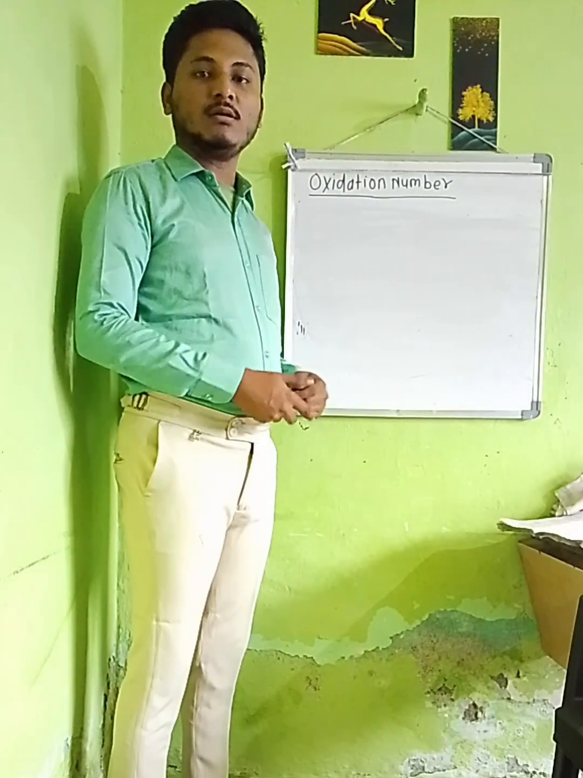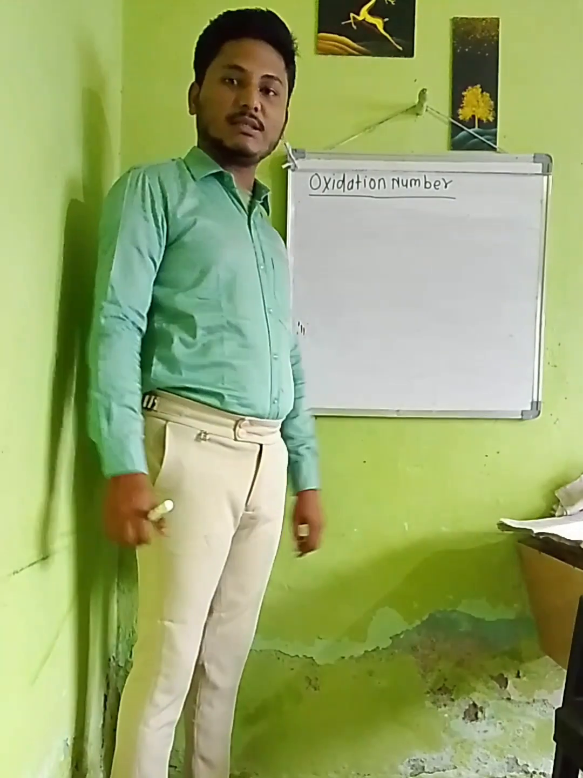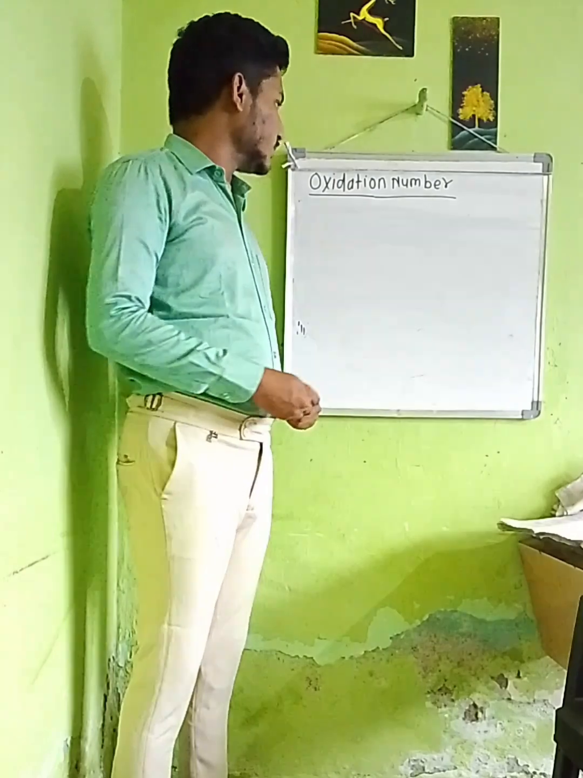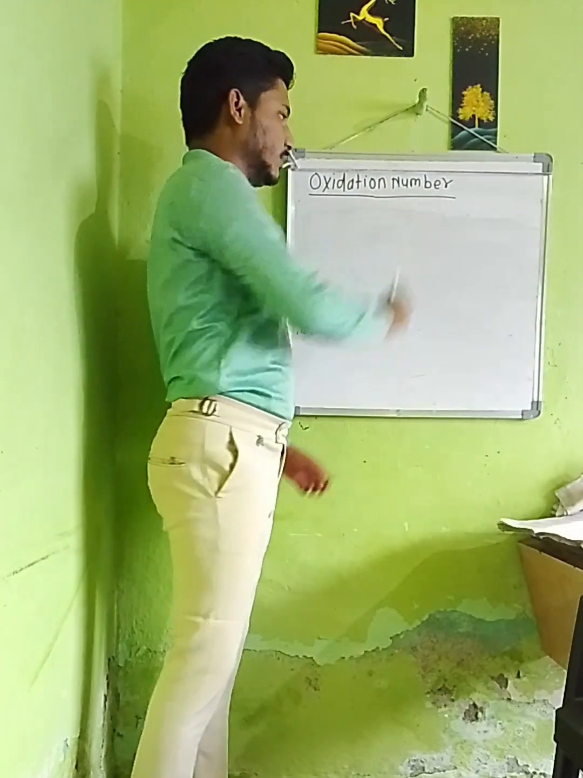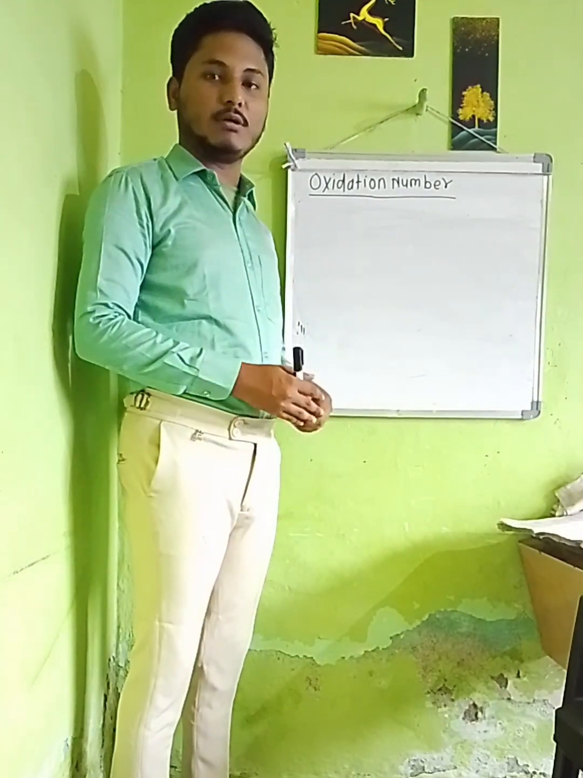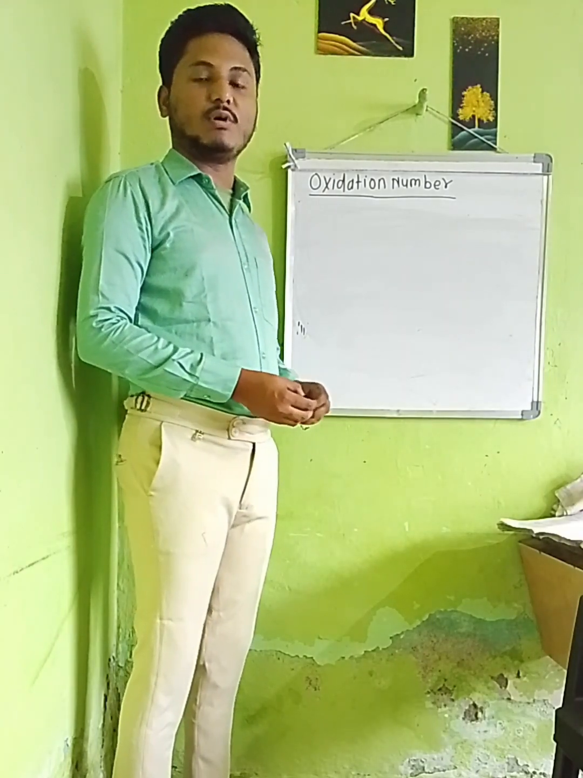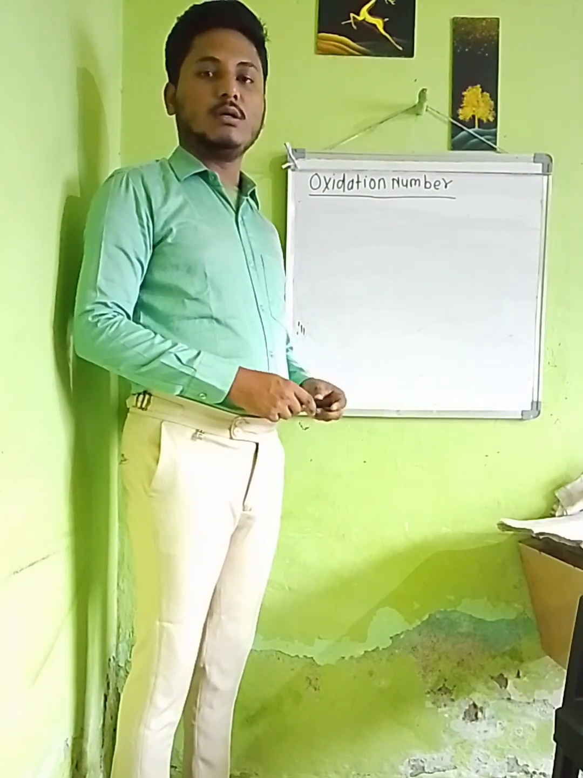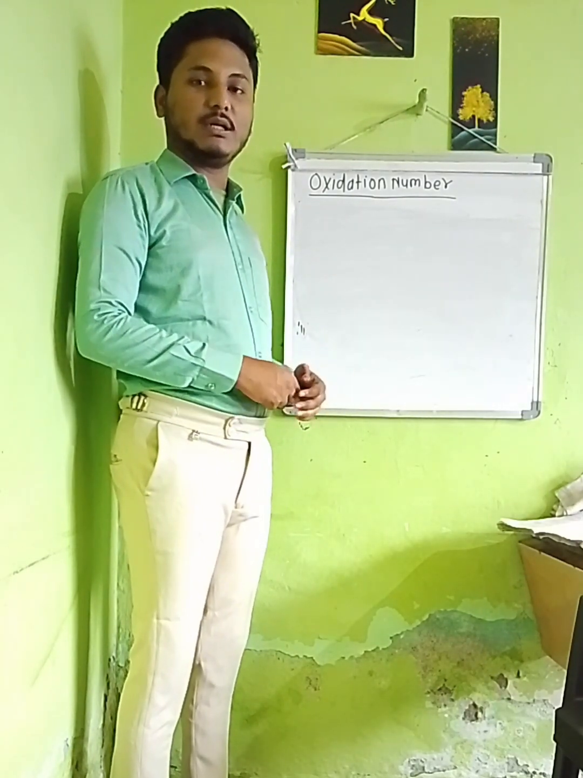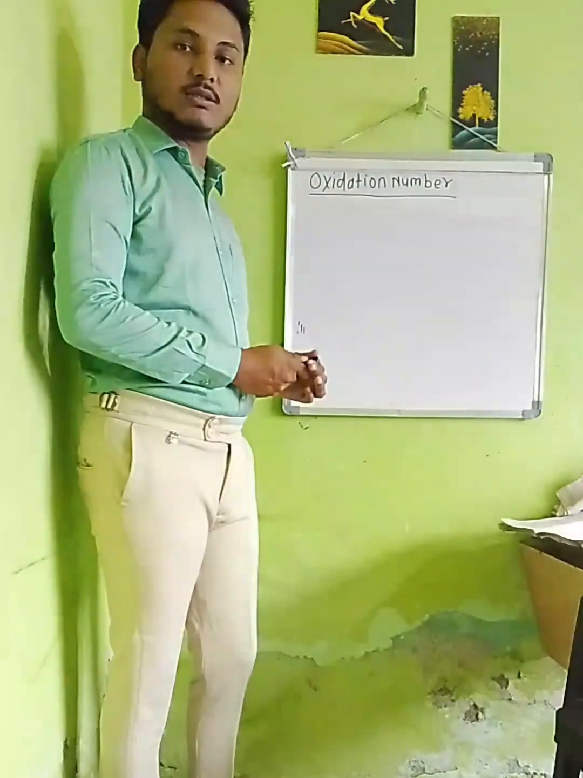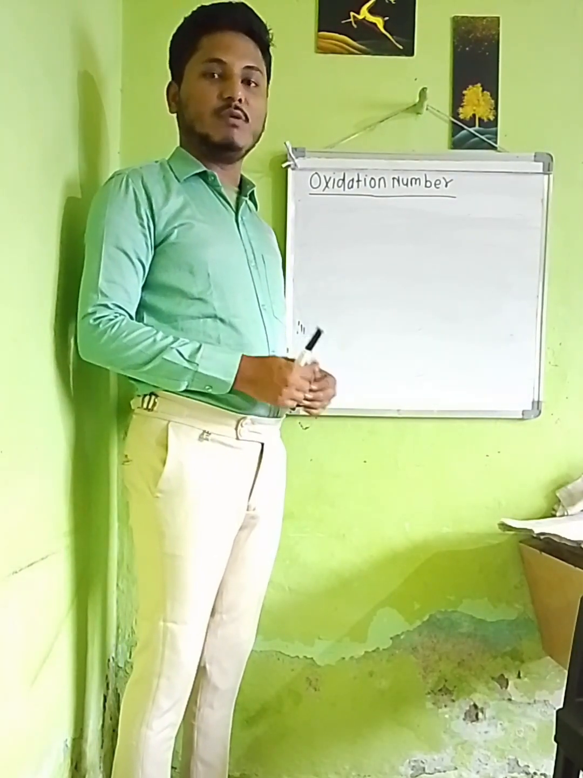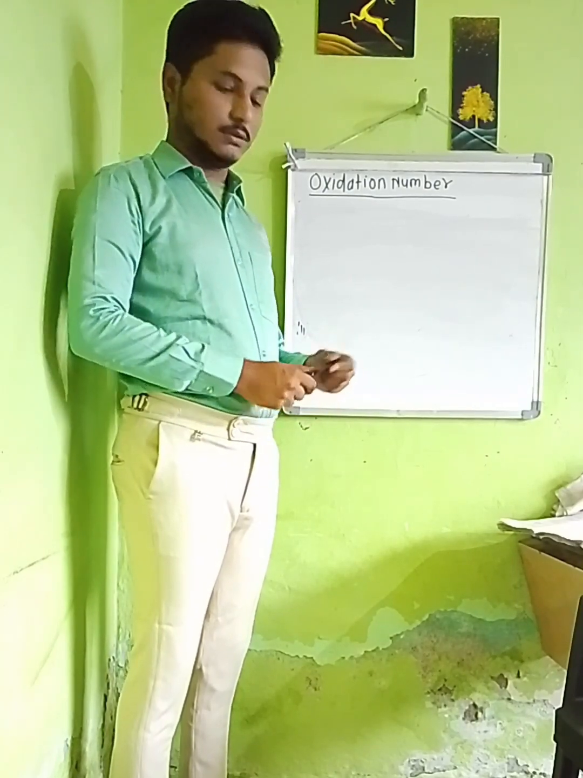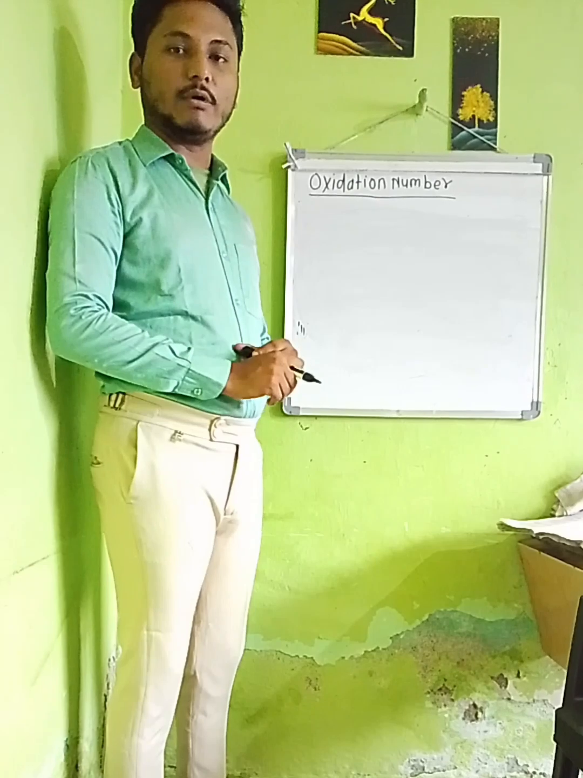Today's topic is the oxidation number. In this class, we are going to study how to calculate the oxidation number of an element or compound. There are different rules assigned to calculate the oxidation number. We will see these rules one by one, and after that we are going to solve some questions to understand this concept. First, we are going to discuss the rules.